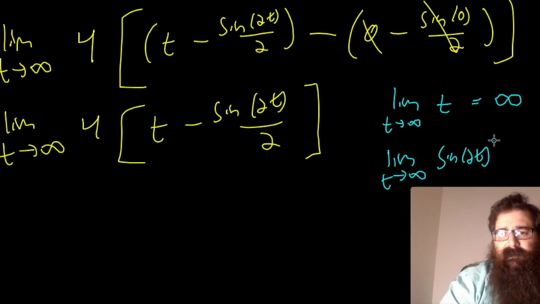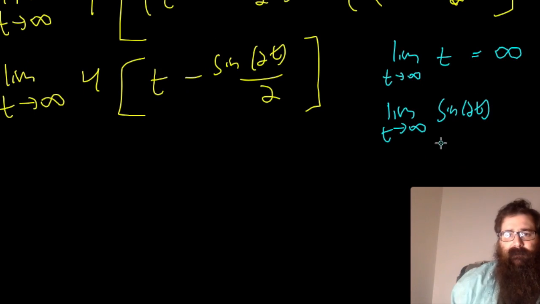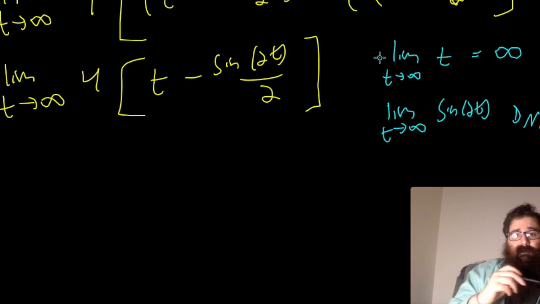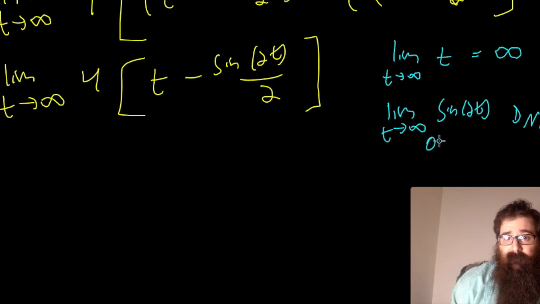What would you say about this? Let me know in the comments below. What would you say about this? Say this limit does not exist. And in fact, what happens here with the sine function as t goes on is it just keeps doing what the sine function does, which is this oscillation. Right? So here we have this oscillatory behavior.